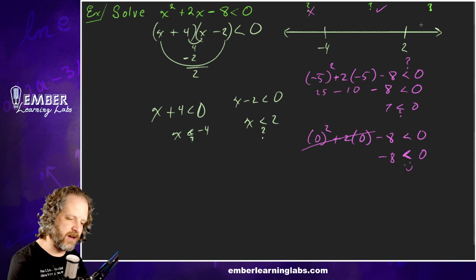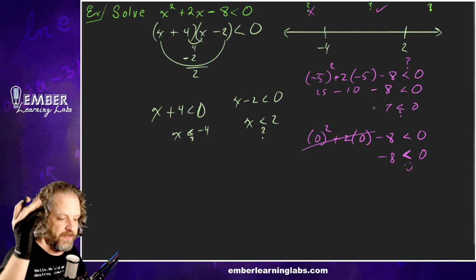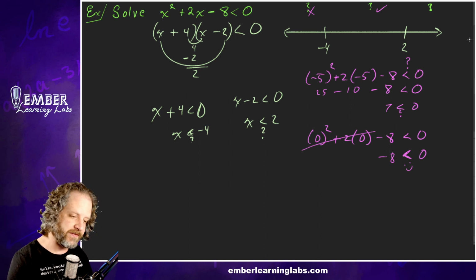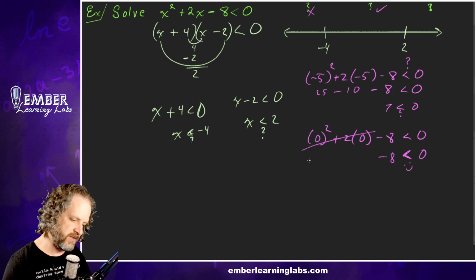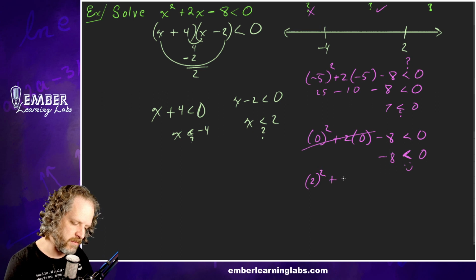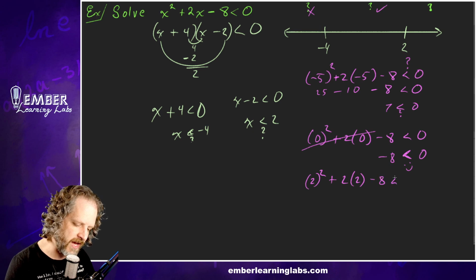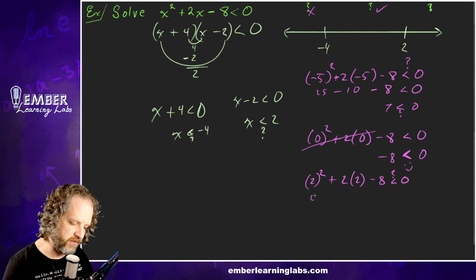What about this guy over here? Let's plug in 3. 3 seems reasonable. Again, we could put 12,486 if we wanted. Just anything over in this region. So we're going to put a 2 right here, squared plus 2 times 2 minus 8. And we want to know, is that less than 0? 2 squared is 4. 2 times 2 is also 4. Imagine that. Minus 8. 4 plus 4.